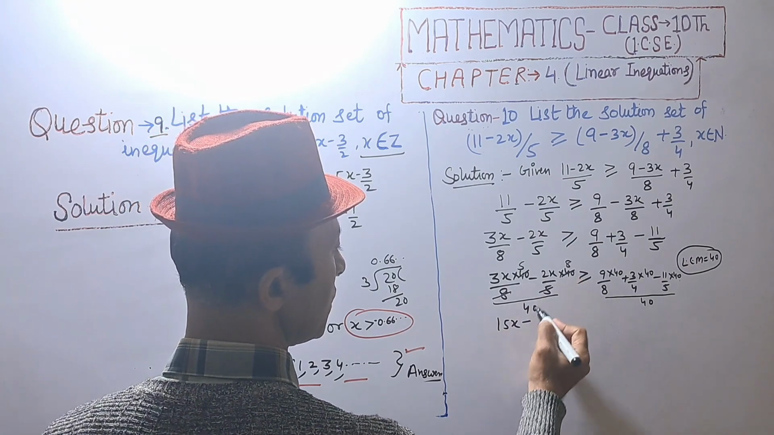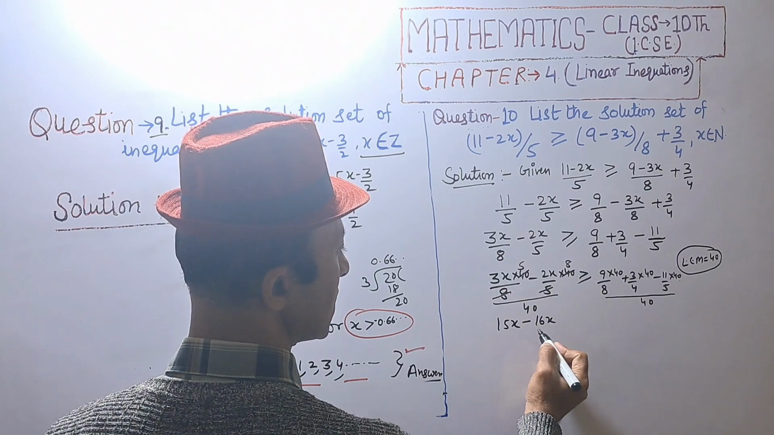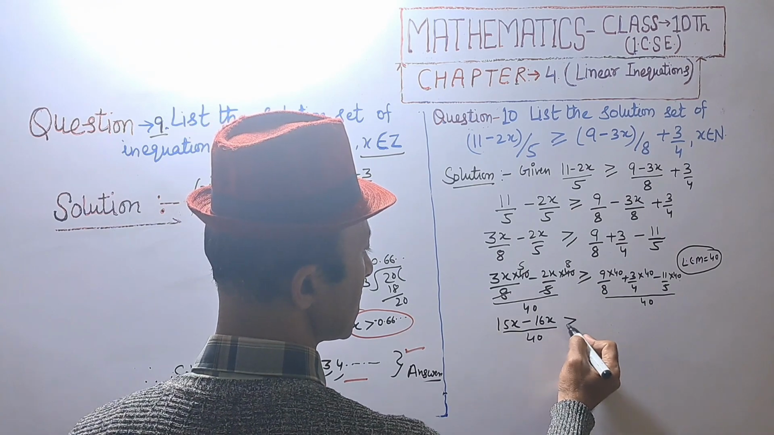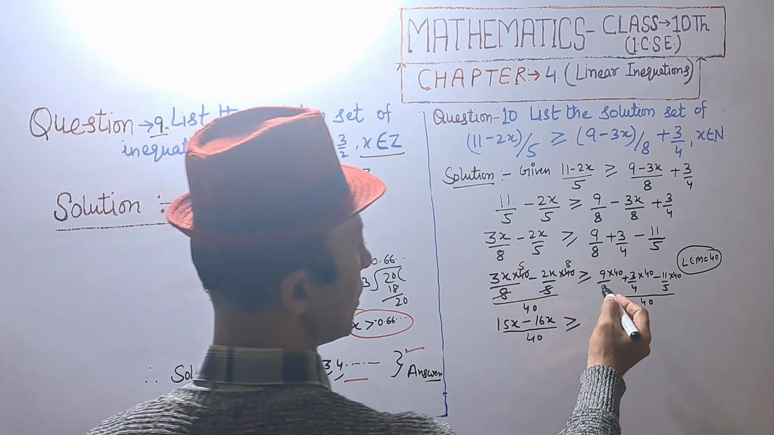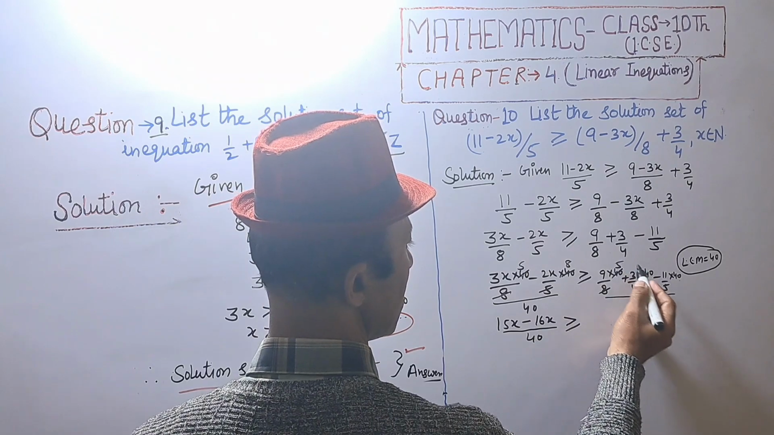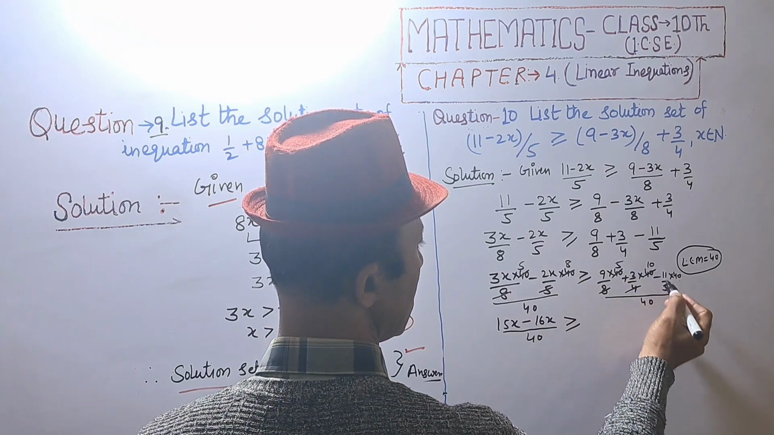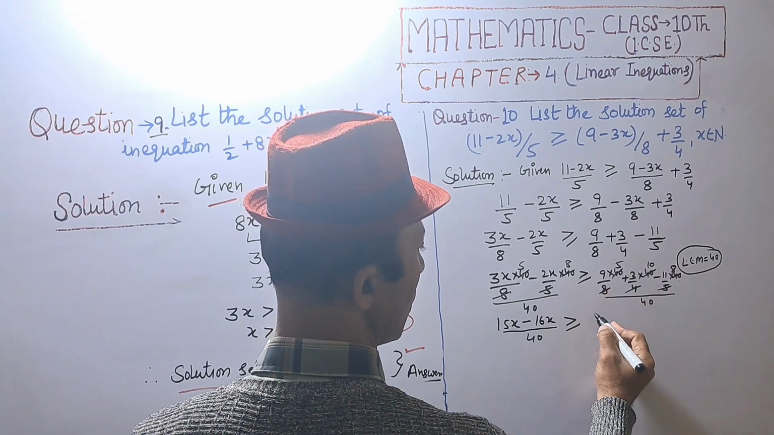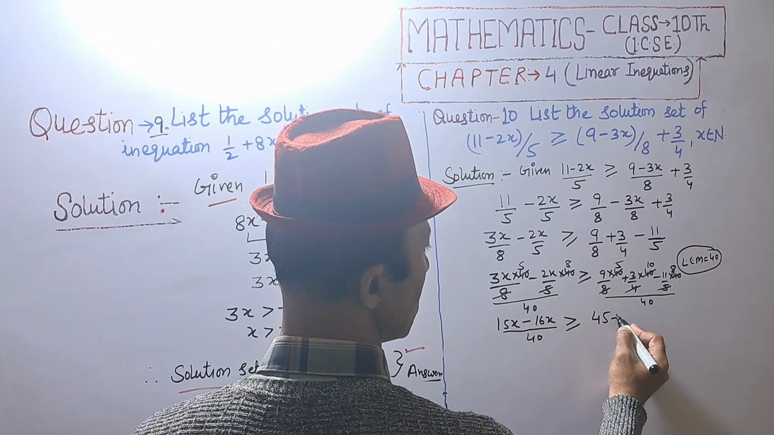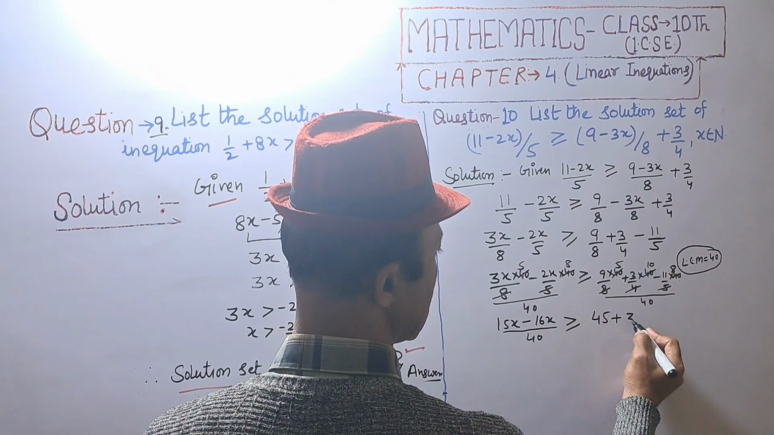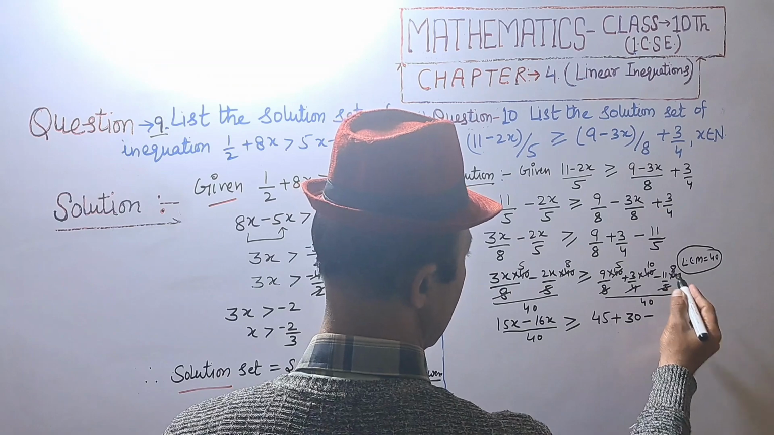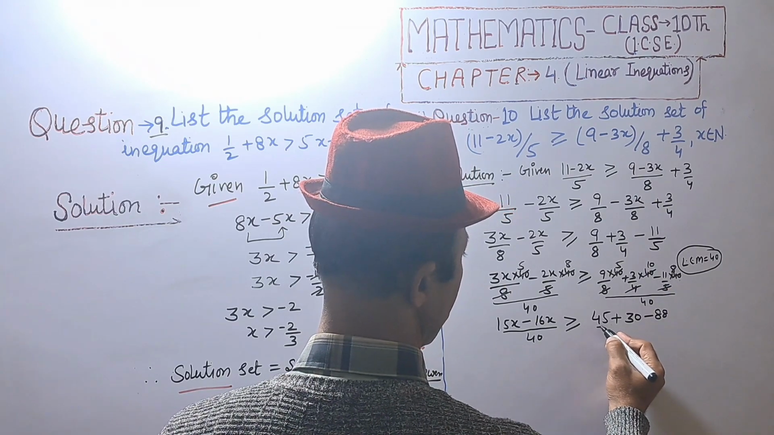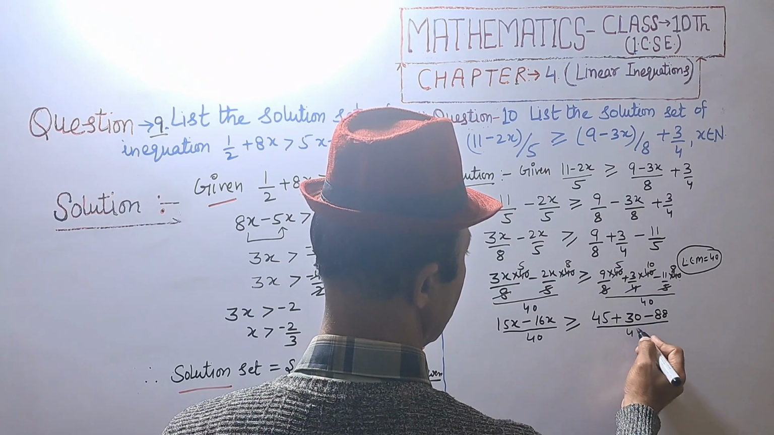minus 8 2s are 16x divided by 40 is greater than or equal to, this is divisible by 5, this is divisible by 10, this is divisible by 8, and 9 5s are 45 plus 3 10s are 30 minus 11 8s are 88 divided by 40.